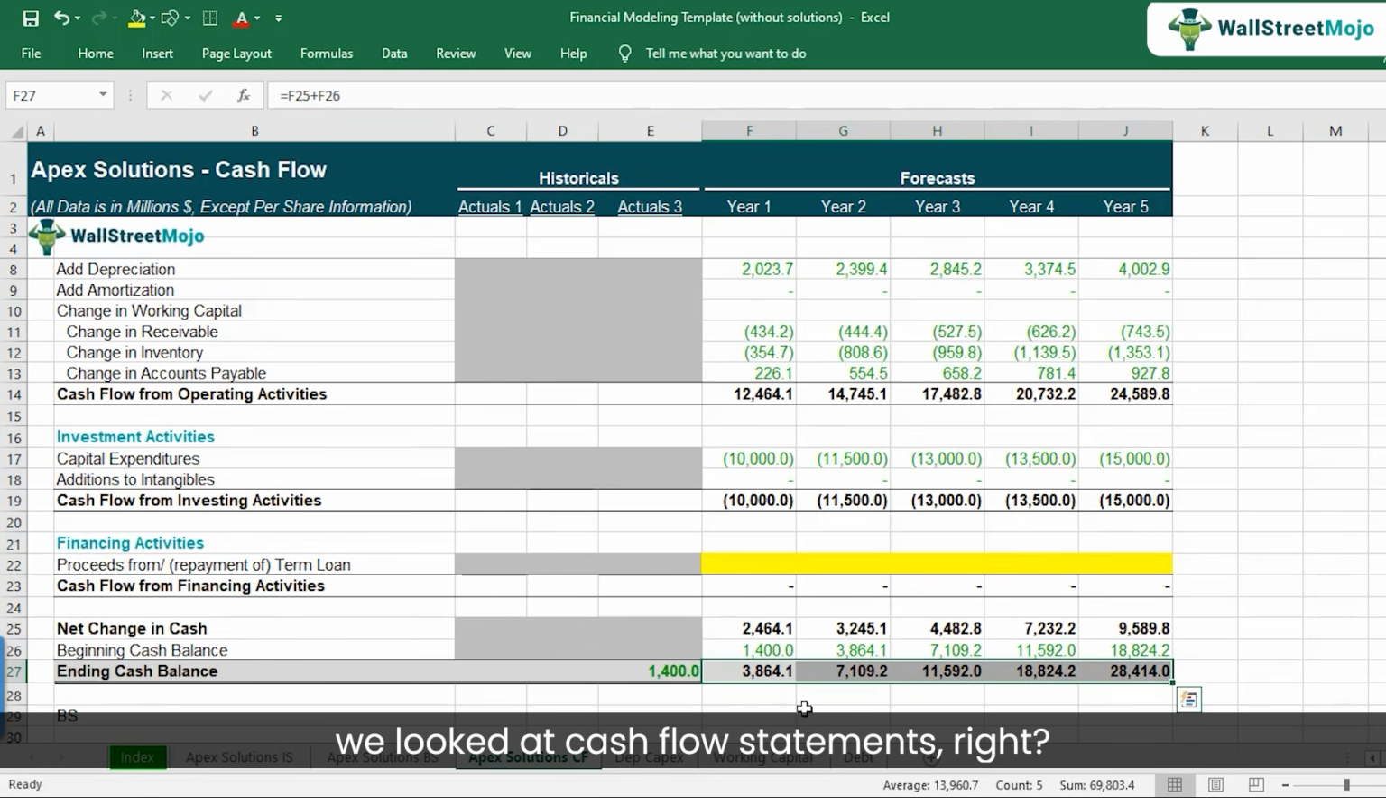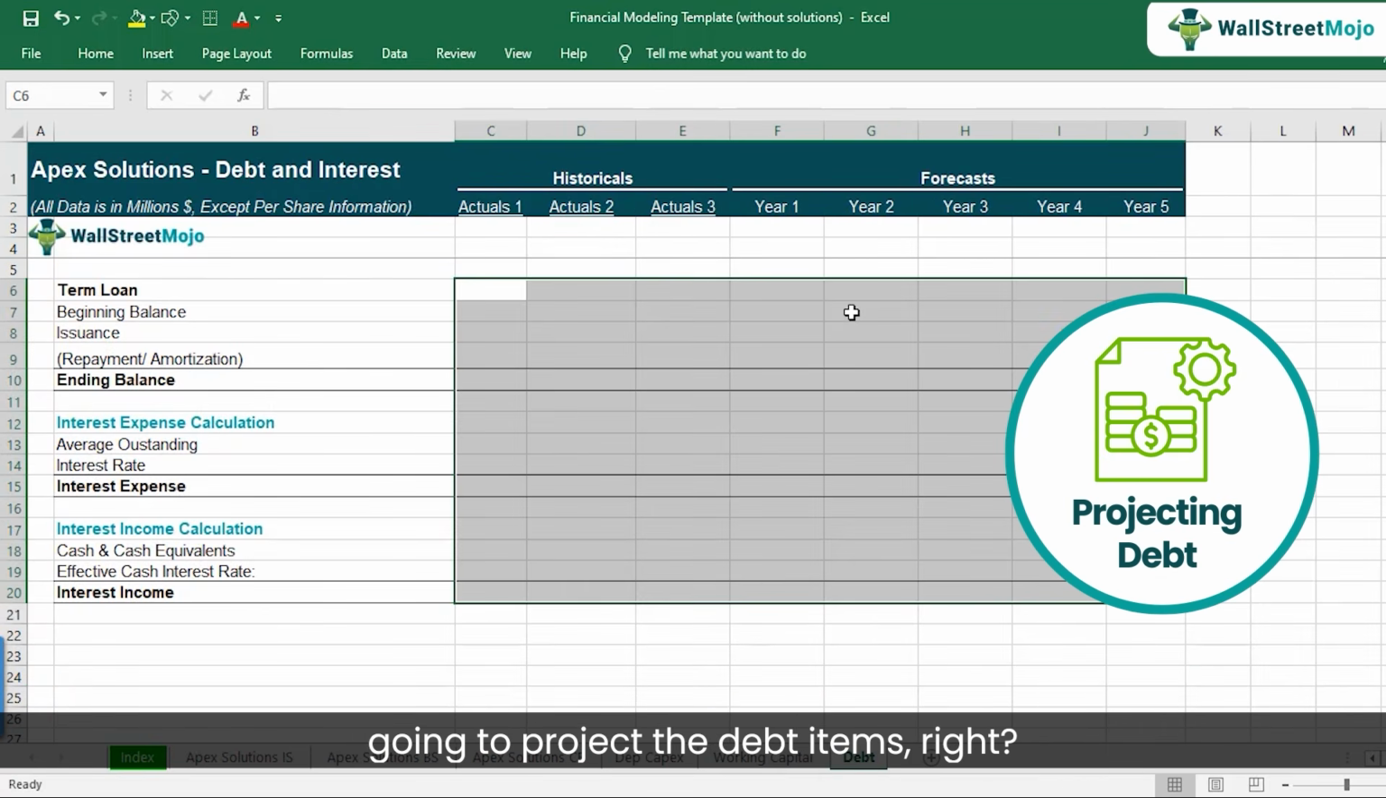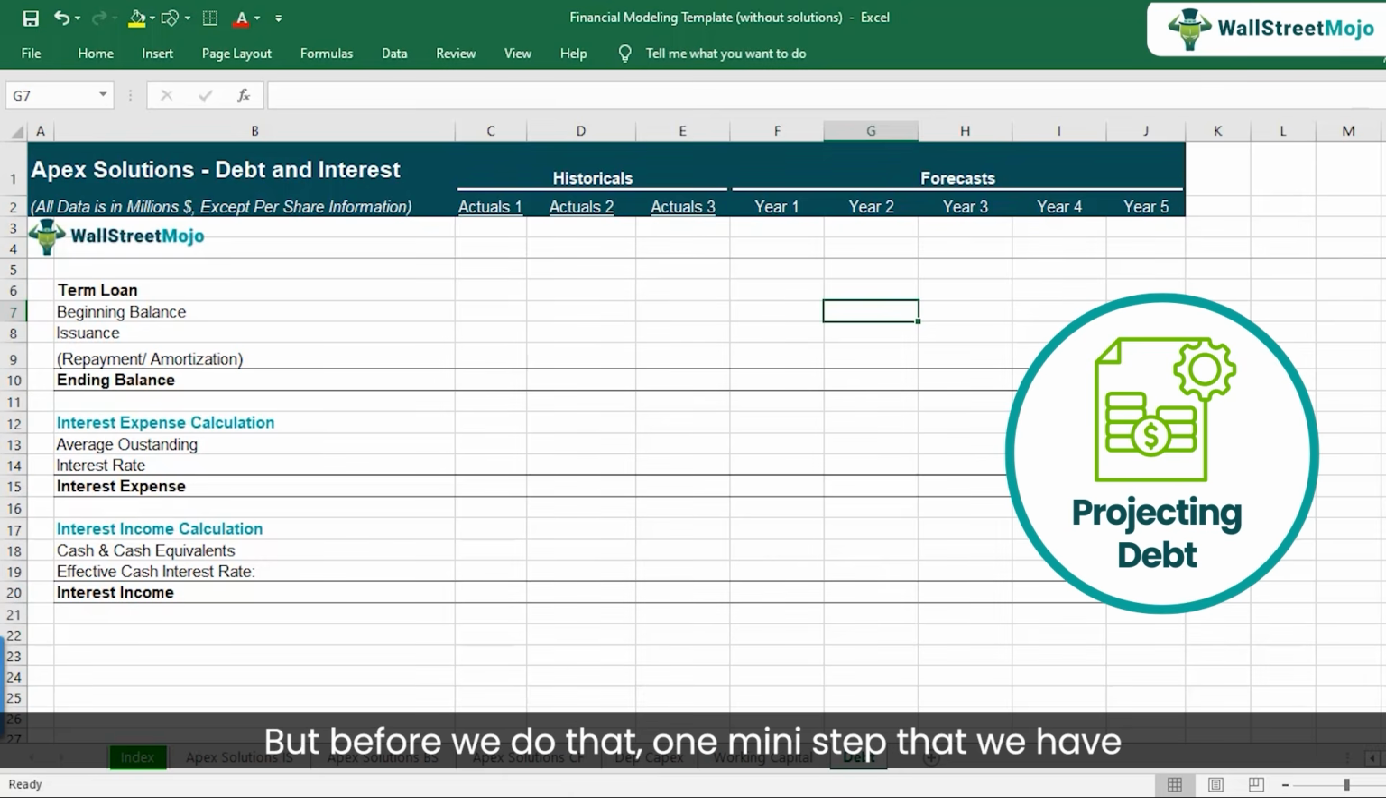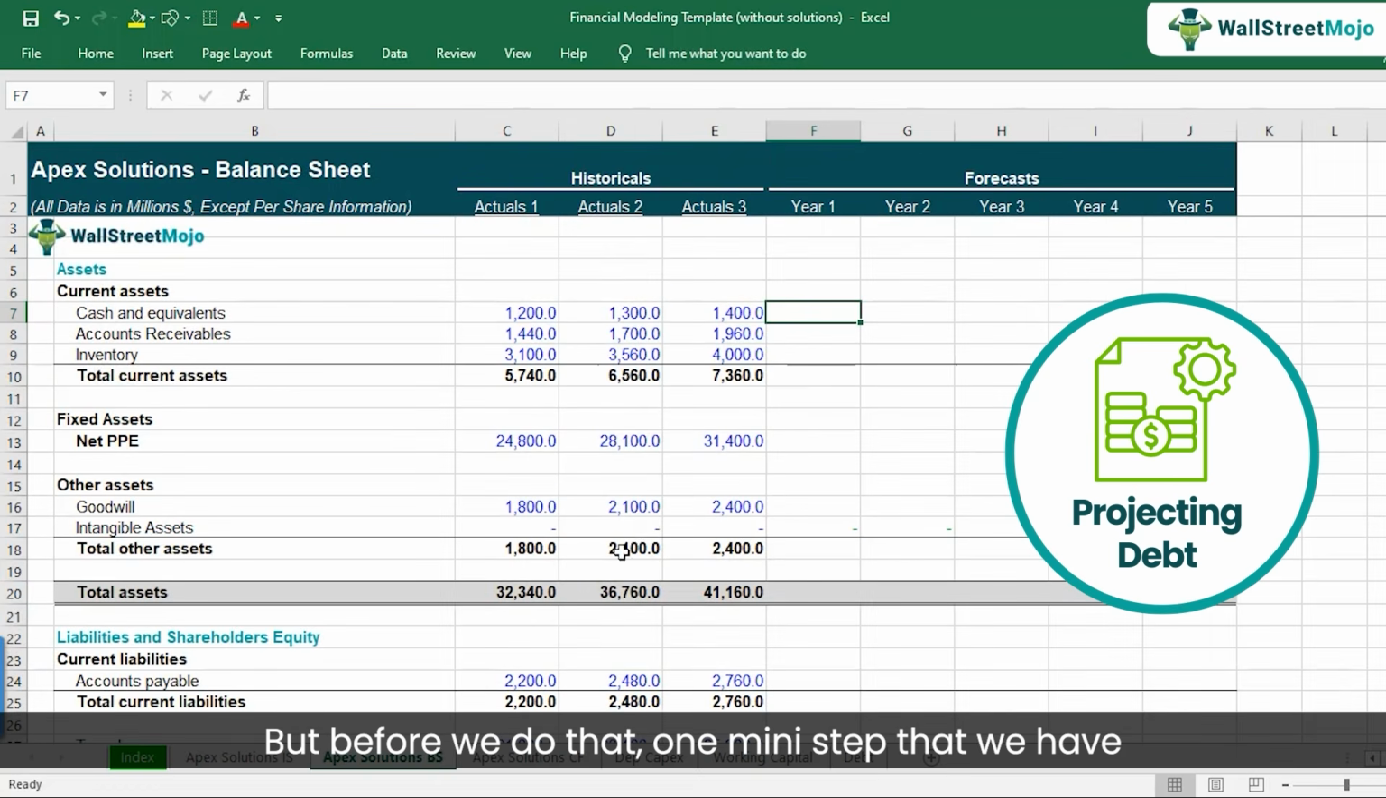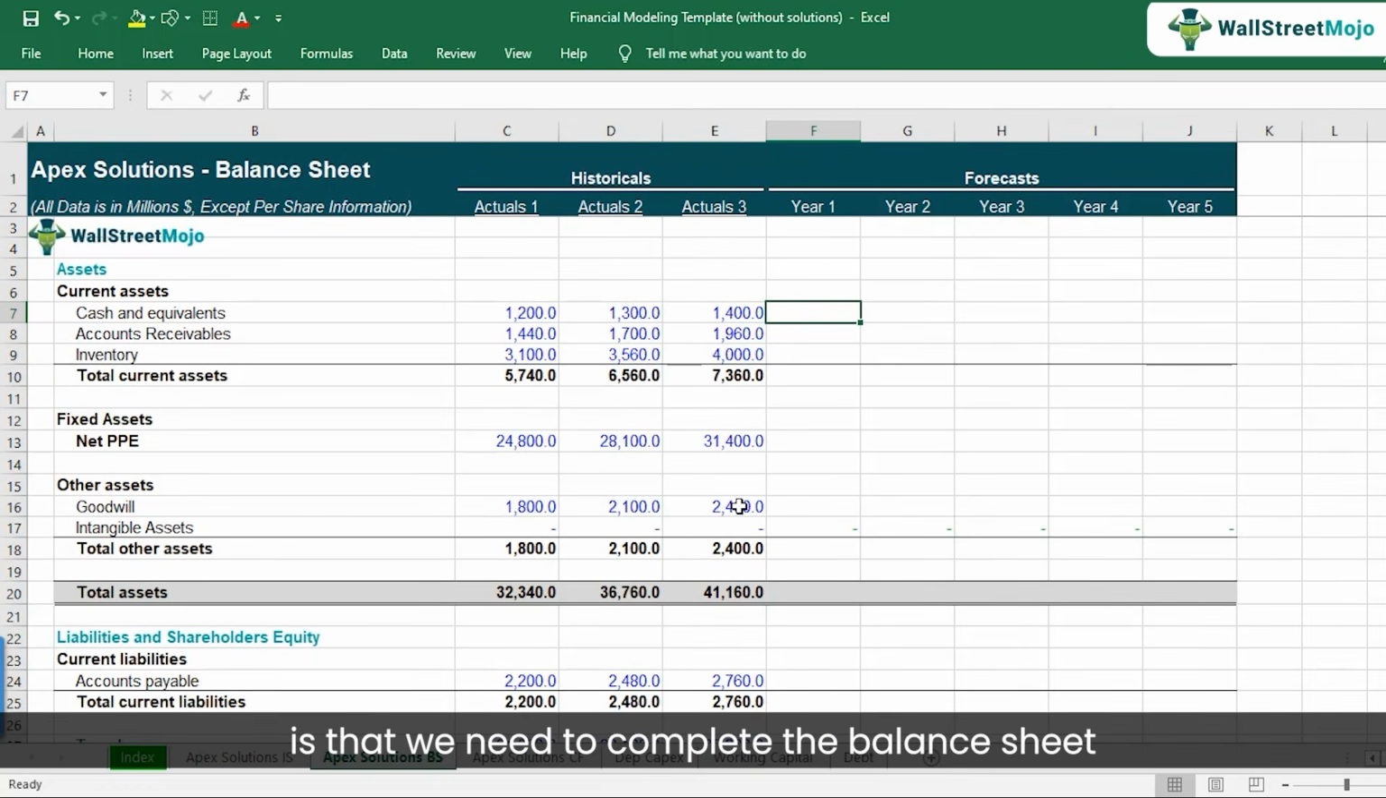In our previous tutorial, we looked at cash flow statements, and now we're going to project the debt items. But before we do that, one mini step is that we need to complete the balance sheet items as well. In most cases, when you see balance sheet items like cash and cash equivalent, accounts receivable, etc., we've already projected them in different sheets. But we need to link them here so that they are fully complete. Once this is done, we can move to the debt schedule. So let's complete this first, then go to the debt schedule.